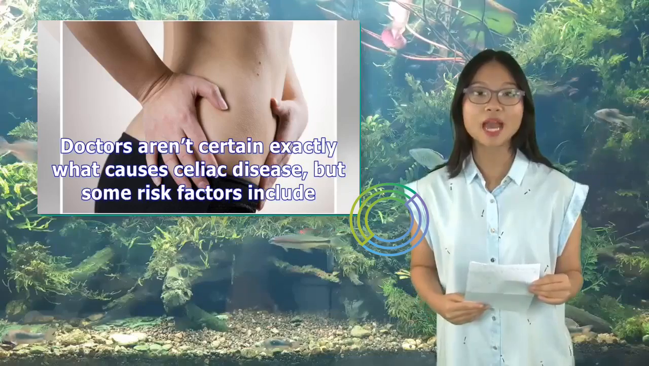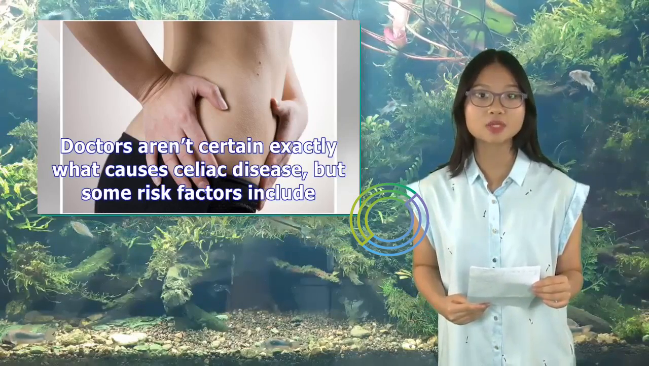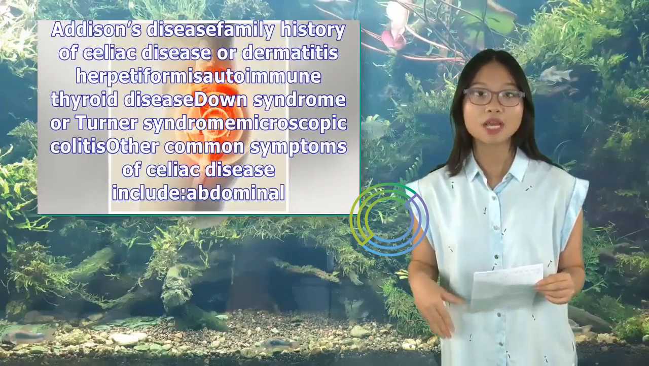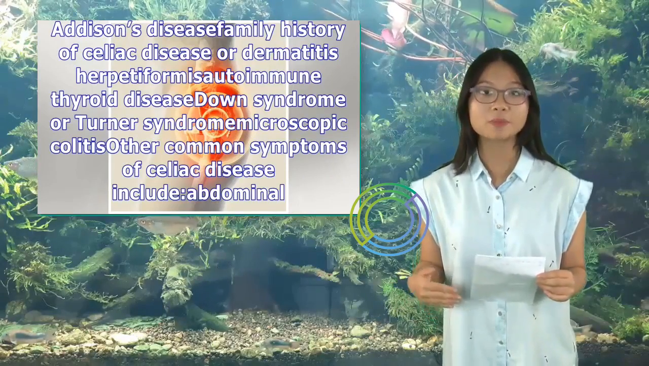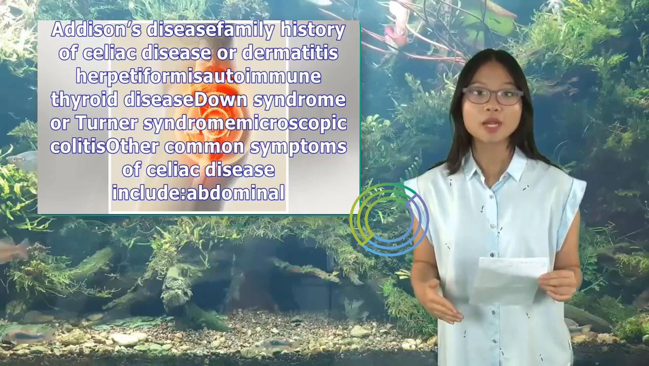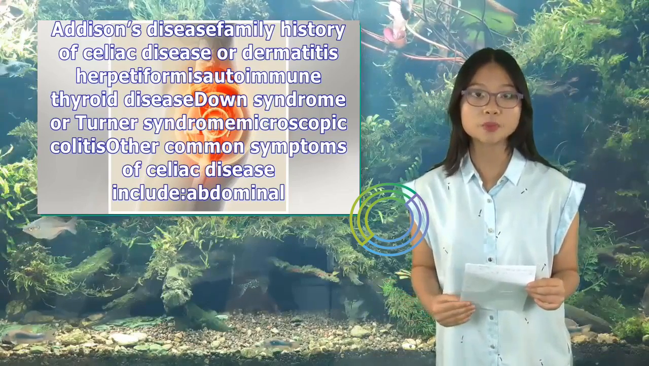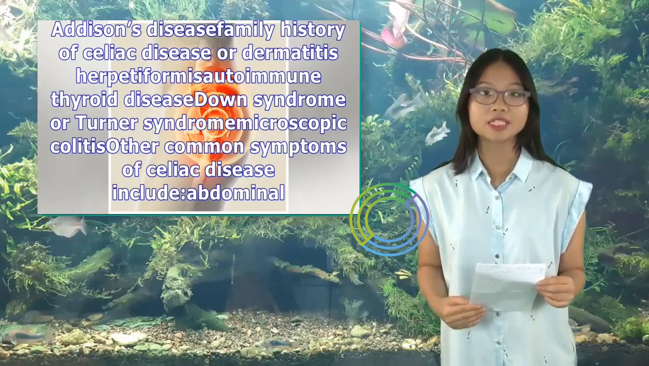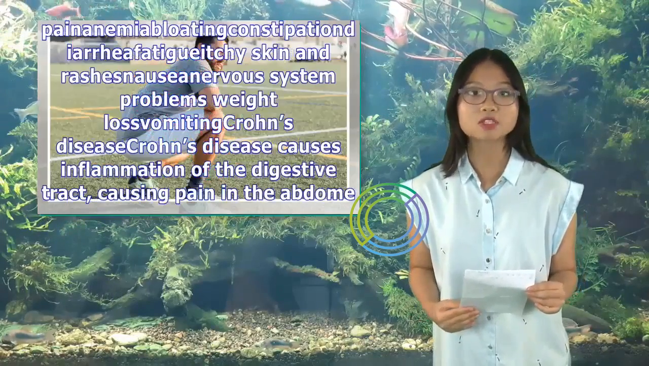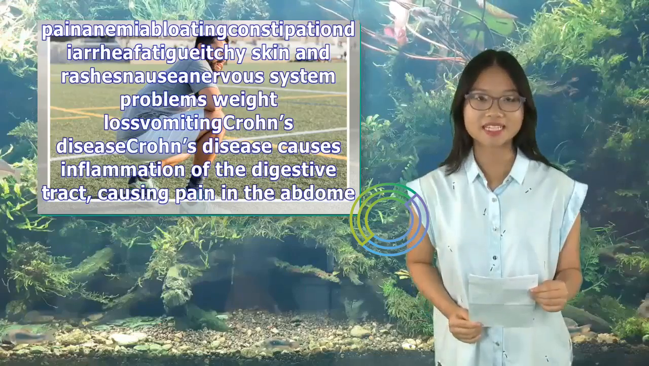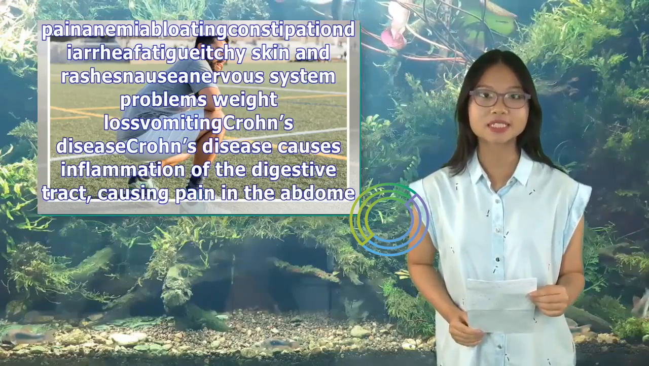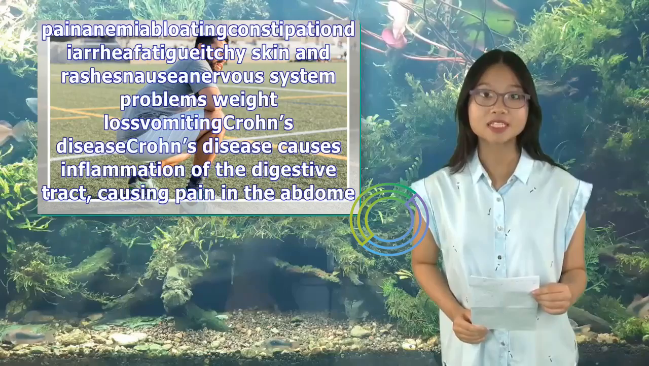Doctors aren't certain exactly what causes celiac disease, but some risk factors include Addison's disease, family history of celiac disease or dermatitis herpetiformis, autoimmune thyroid disease, Down syndrome or Turner syndrome, microscopic colitis. Other common symptoms of celiac disease include abdominal pain, anemia, bloating, constipation, diarrhea, fatigue, itchy skin and rashes, nausea, nervous system problems, weight loss, vomiting.